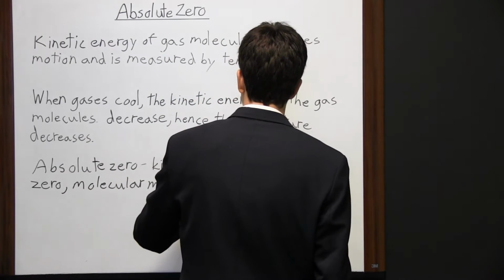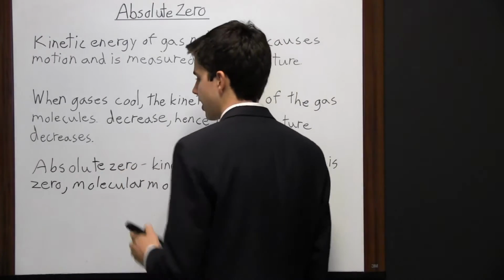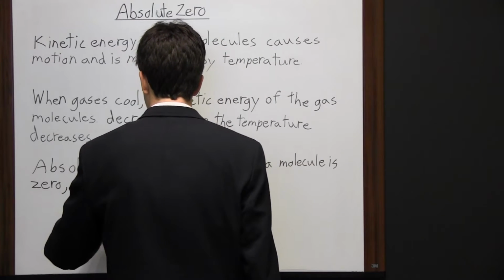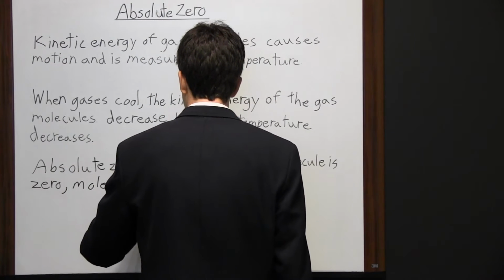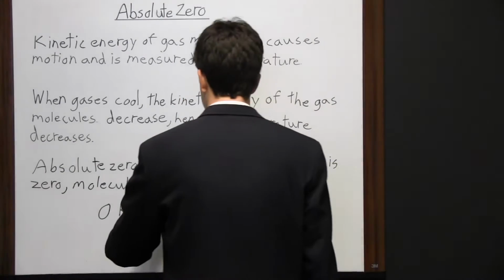And we measure molecular motion in temperature. So when molecular motion stops, we measure it in absolute zero, which is equal to 0 degrees Kelvin, K stands for Kelvin, or negative 273 degrees Celsius.